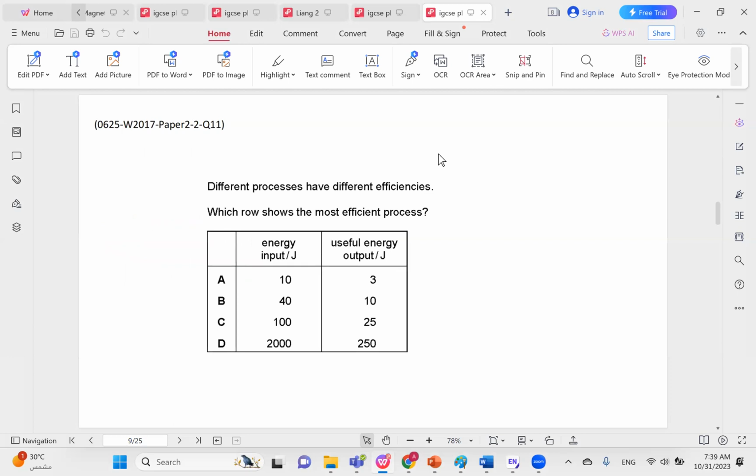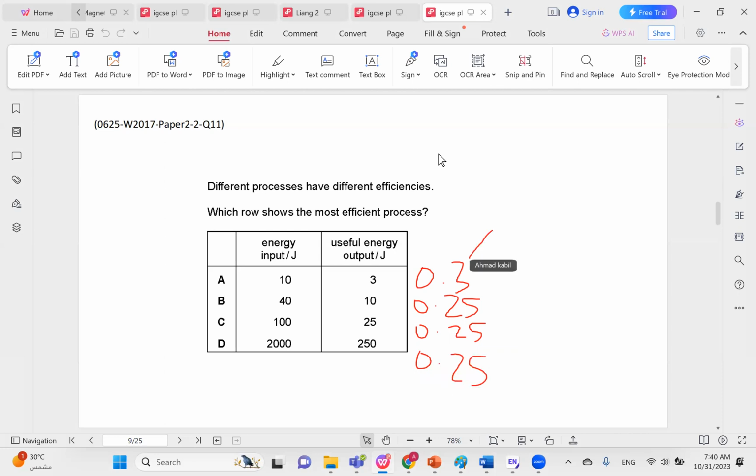Different processes have different efficiencies. Which row shows the most efficient process? Like we said, efficiency is calculated as useful energy output over total energy input. So if we do quick calculations here, this is 0.3, 3 divided by 10. 10 divided by 4 would be 0.25. 25 divided by 100 is again 0.25. 250 divided by 1000 would be 0.25 as well.